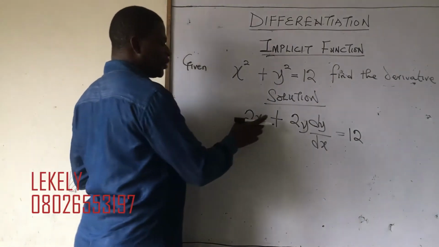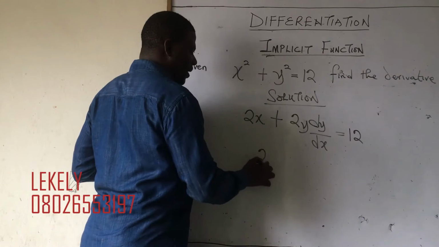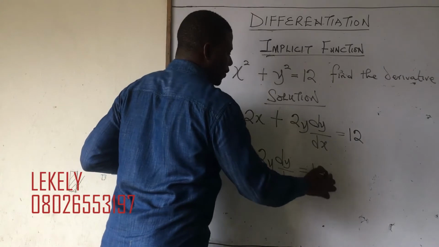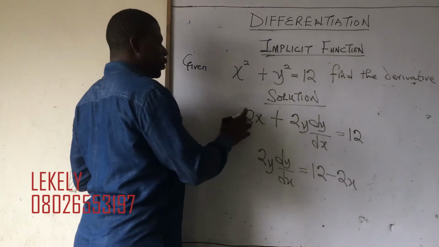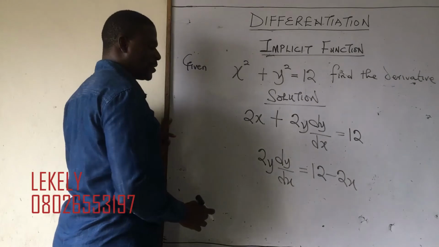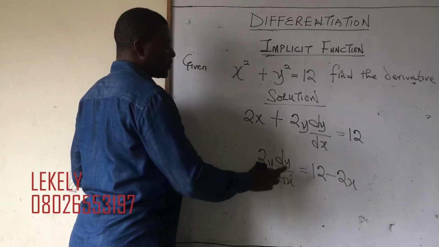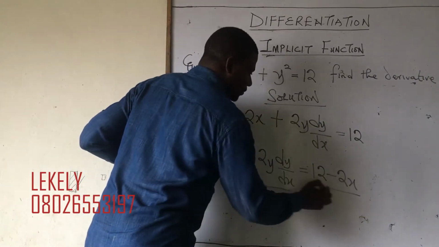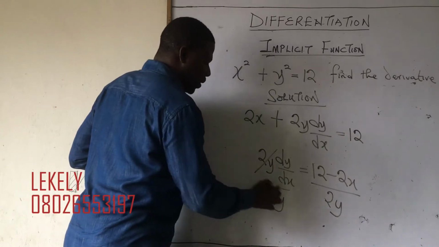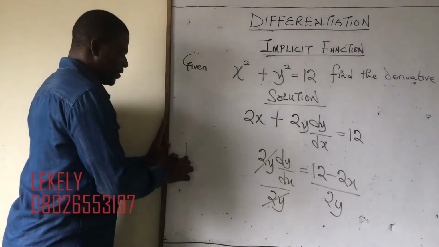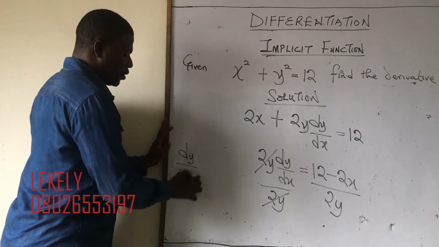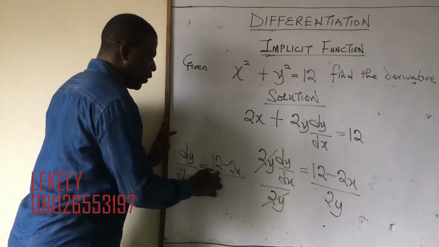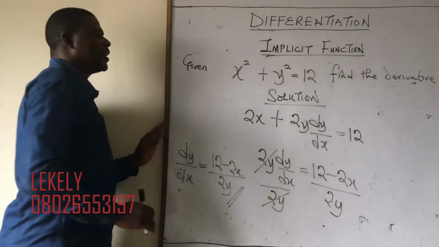And then the next thing is that this 2x will move to the other side. So I'm now going to have 2y dy/dx equals 12 minus 2x. That is, this plus 2x, bringing it here will change to minus 2x. So for us to get the dy/dx, you will divide both sides by 2y. So this 2y cancels this 2y, and the dy/dx, which is what we are looking for, will now be equal to 12 minus 2x over 2y. That's your final answer.